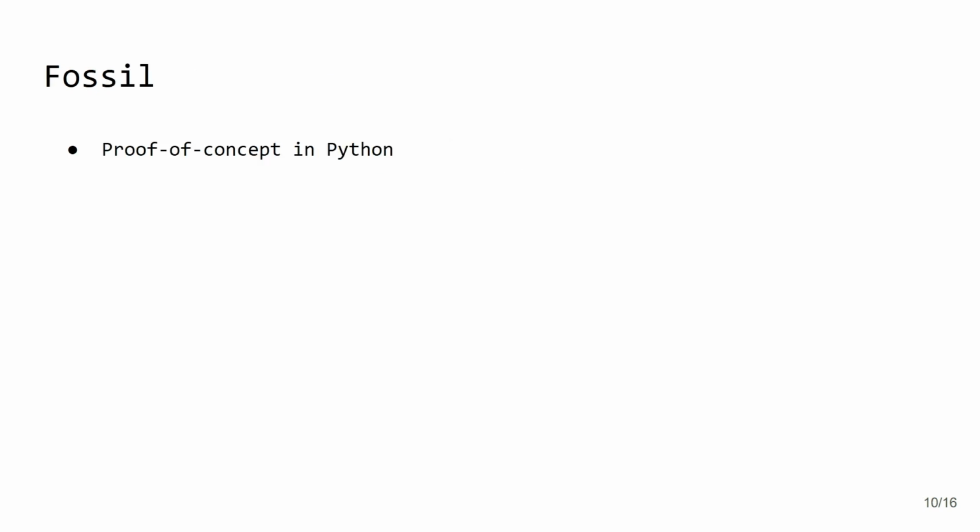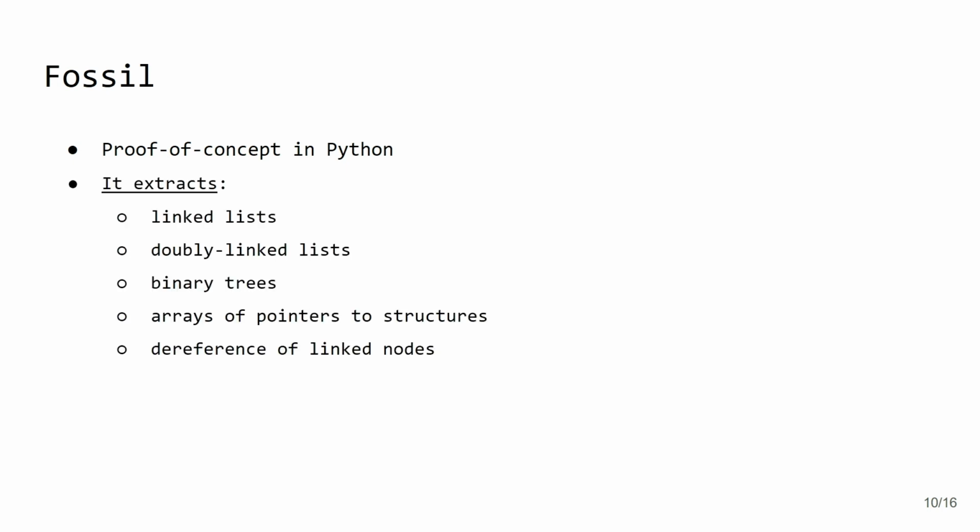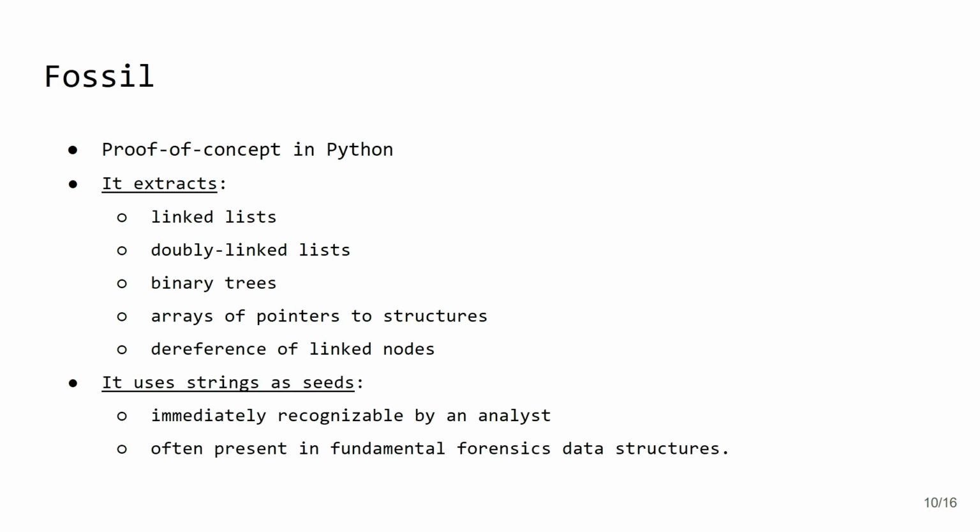We have implemented our technique in a proof of concept tool written in Python called Fossil. Fossil is able to extract linked lists, doubly linked lists, binary trees, arrays of pointers to data structures, and to dereference nodes up to one level. Fossil uses strings extracted from the memory dump, ASCII strings and UTF-8 strings. We have decided to use strings as seeds because they are immediately recognizable by an analyst, and because they are often present in fundamental data structures used in forensic analysis, like the list of processes or the list of kernel modules.